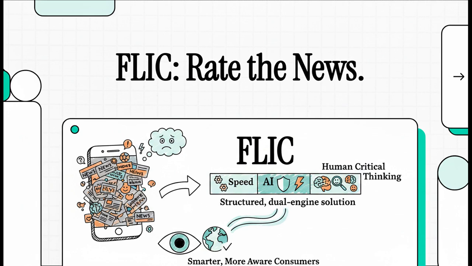It's an app called FLIC, and it acts as this really structured, dual-engine solution to help us navigate the media landscape. Basically, by combining the sheer speed of artificial intelligence with the critical thinking of crowdsourced human ratings, FLIC aims to make us way smarter, more aware consumers of information. Okay, let's dive into this and see exactly how it works.